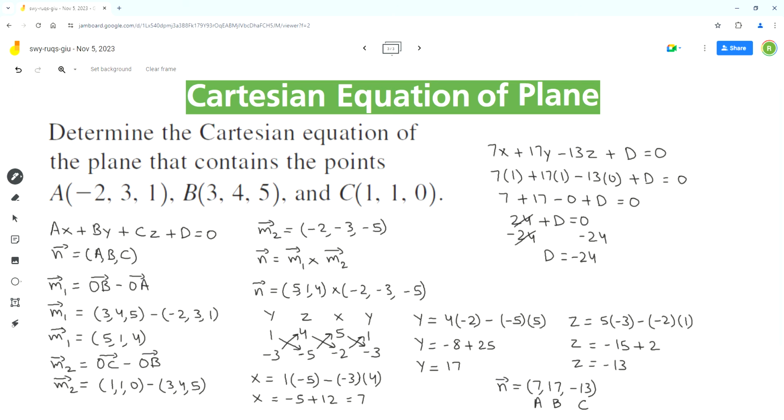So the equation of this plane in Cartesian form is, so this should be the final answer for this problem. So these are the steps you have to keep in mind to solve a problem like this one.